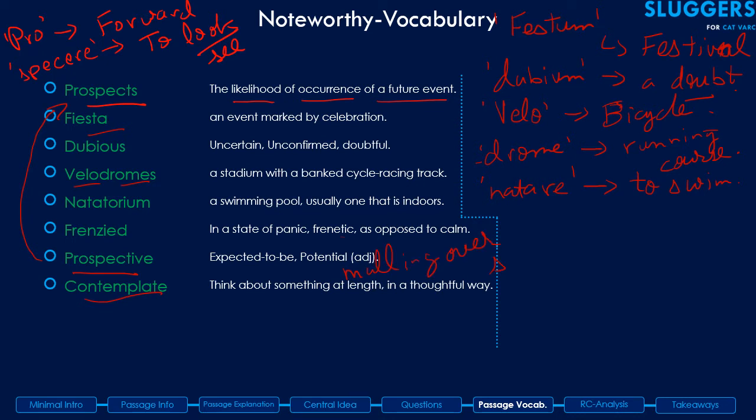Mulling over something. Okay, I'm not writing the whole word here. So mulling over something or contemplating something, scrutinizing over something, right? Thinking about something. Let's come to the next word, raised.